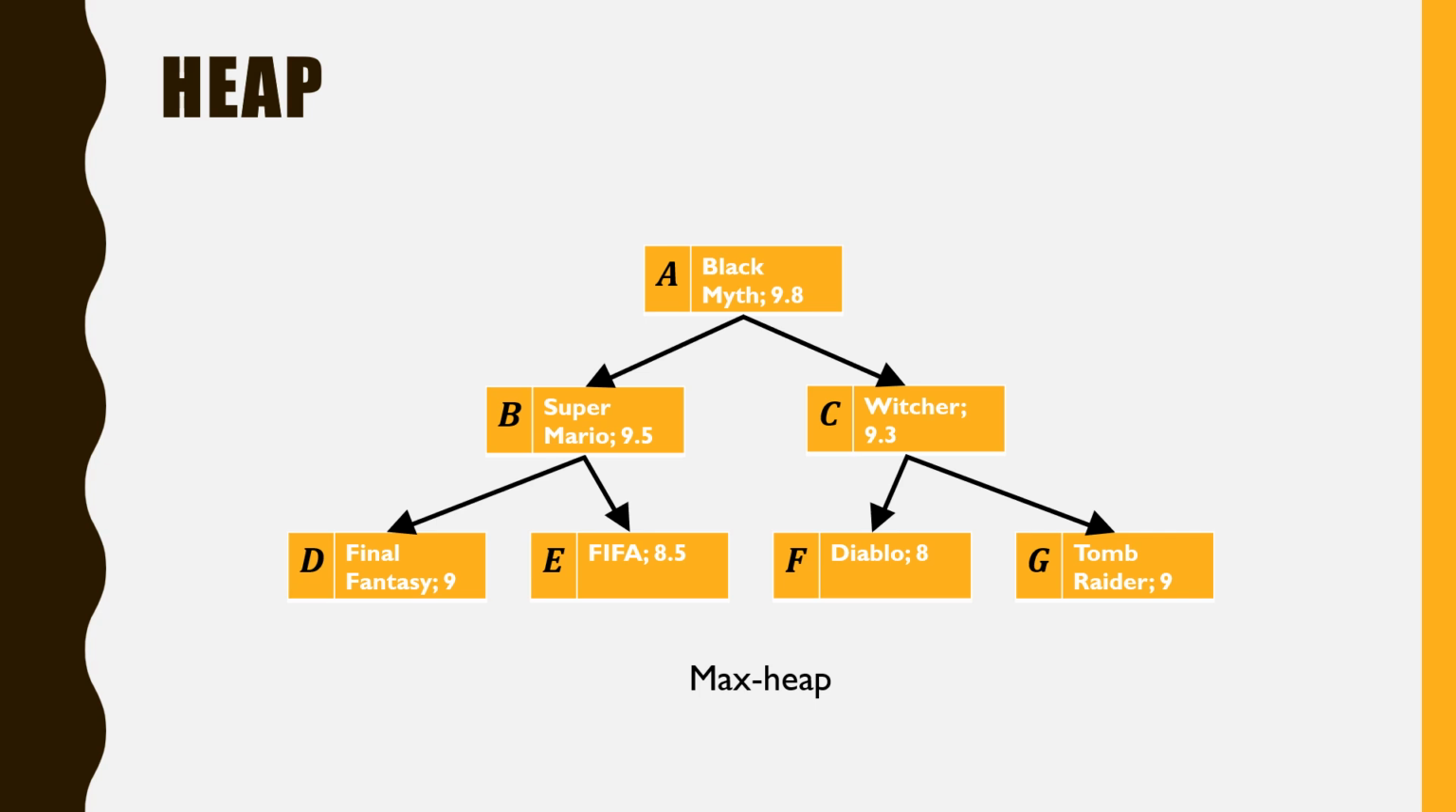For instance, node D's rating, 9, is greater than its right sibling node E's rating, which is 8.5. On the other hand, node F's rating, 8, is smaller than its right sibling node G's rating, which is 9.